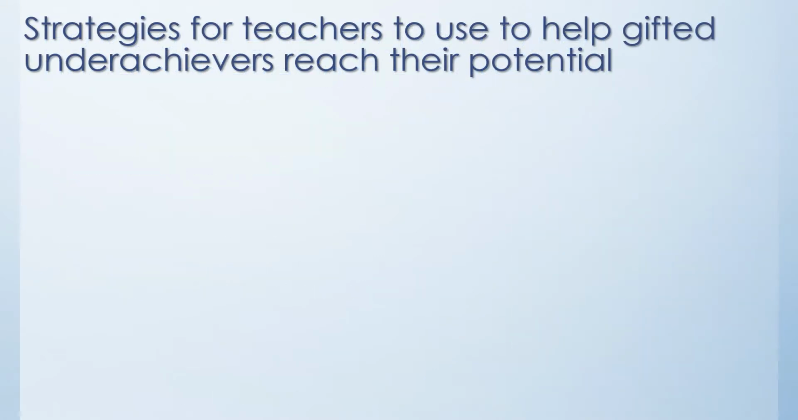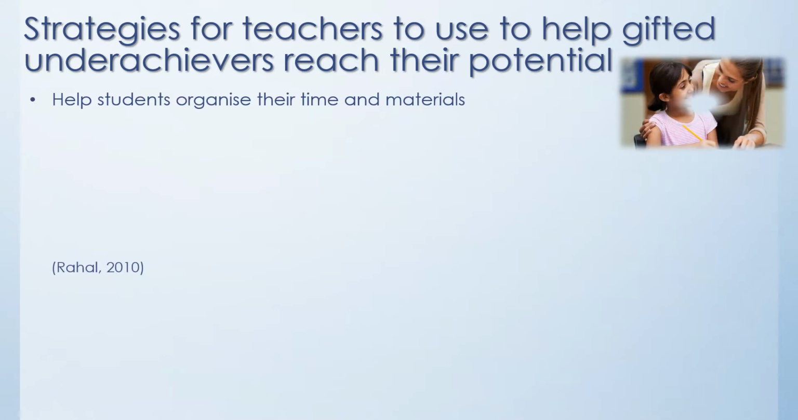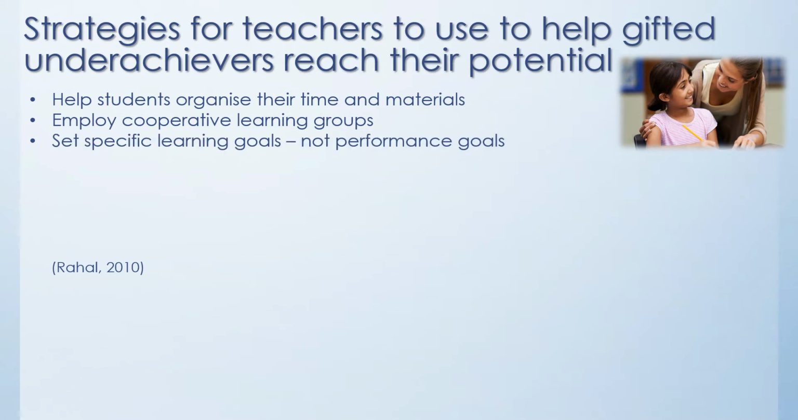Now that you are more aware of what a gifted underachiever is and how you may be able to recognise one, here are some strategies you may be able to incorporate into your own teaching philosophy to help an identified underachiever close the gap between their potential and their performance. Help students organise their time and materials. This is so that they can then concentrate on the business of learning. Employ cooperative learning groups. Set specific learning goals, not performance goals, and have students create their own learning goals with a focus on mastery.